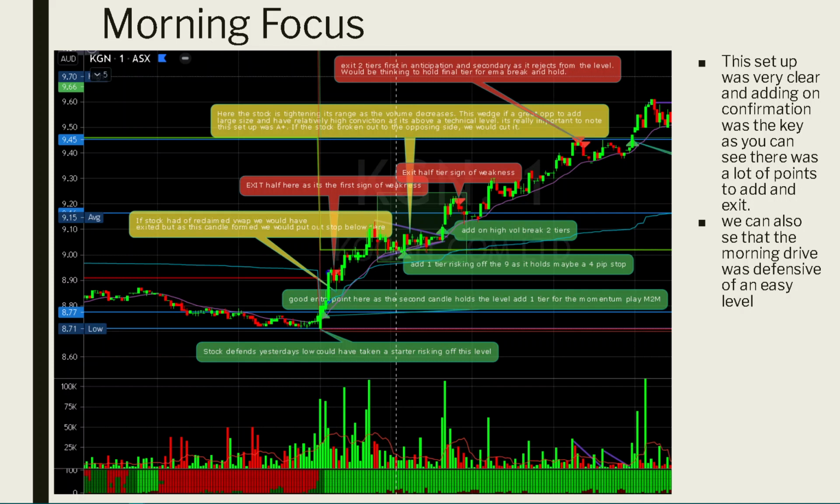So again, you exit into the first sign of weakness, and then you exit as it starts to reject from the 45, which, as we spoke about, was the previous 52-week low.